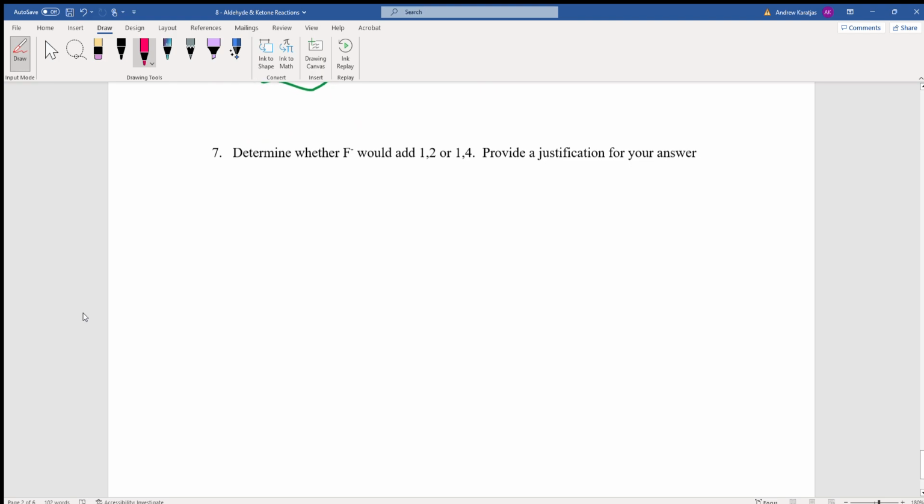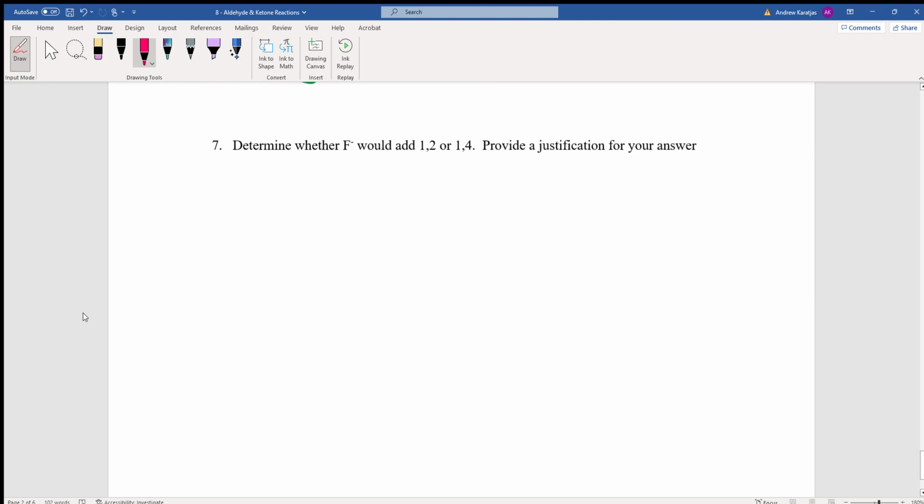Our final question, question 7, gives us a new nucleophile, fluoride, and wants to know if that nucleophile, when being added to an aldehyde or ketone, would give us a 1,2 addition or a 1,4 addition. How do we determine that? It's all based on how good of a leaving group your nucleophile is. Fluoride, unlike all of the other halogens, is generally a very, very poor leaving group.